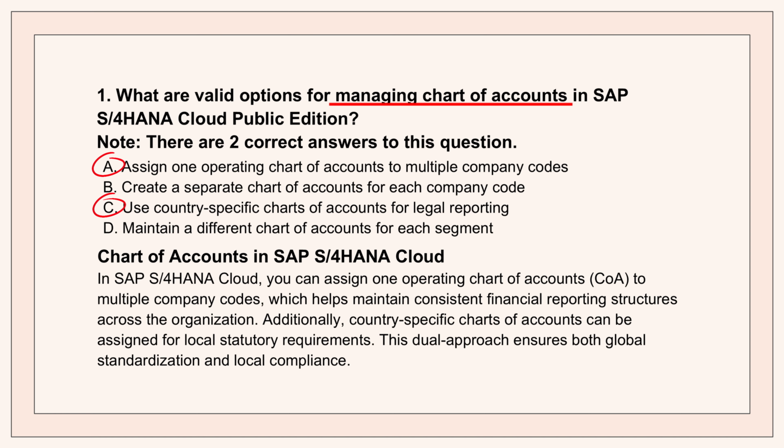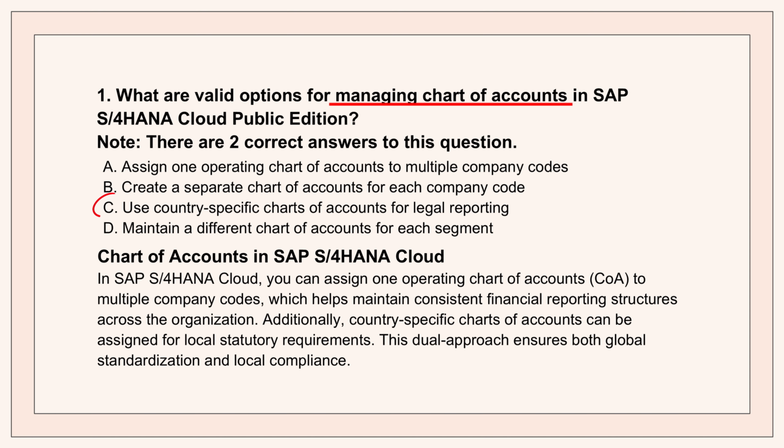Think about a big multinational company. Having one single operating chart of accounts is like everyone speaking the same financial language internally. Consistency. Exactly. Huge advantage for consolidation, getting that unified view of how the whole group is doing. You can compare apples to apples across different subsidiaries using the same structure. Okay, that makes perfect sense for the big picture.